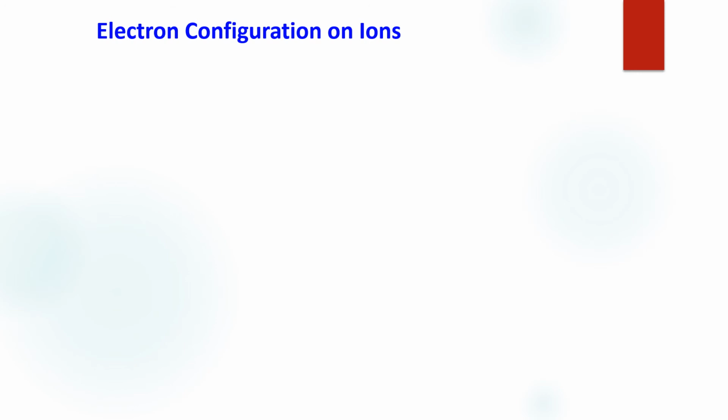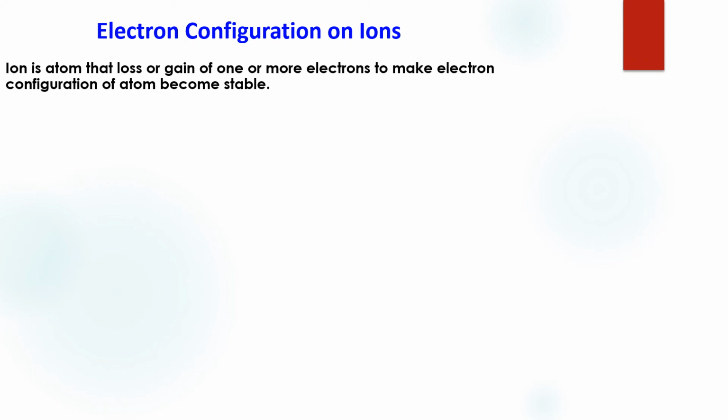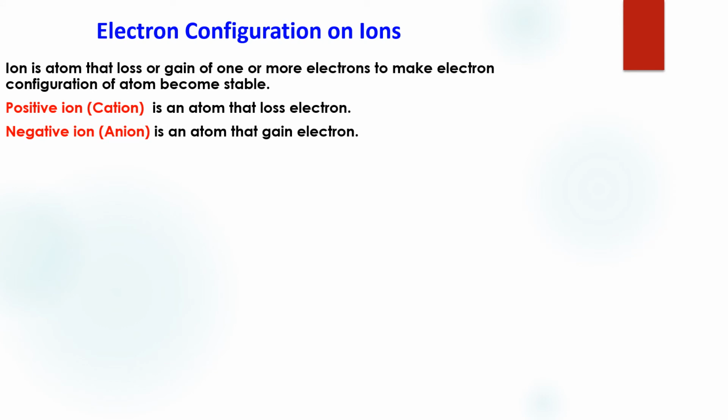Electron configuration on ions. Before we talk about electron configuration on ions, first we will learn about the ion definition. An ion is an atom that lost or gained one or more electrons to make the electron configuration of the atom become stable. A positive ion, cation, is an atom that lost electrons. A negative ion, anion, is an atom that gained electrons.